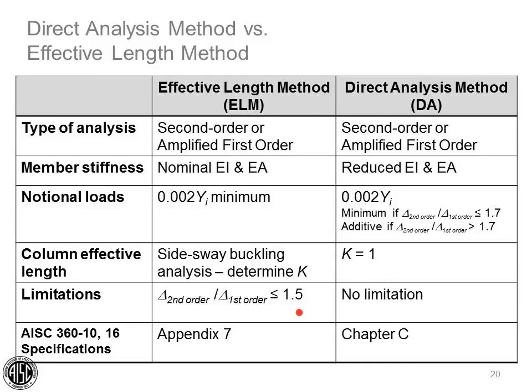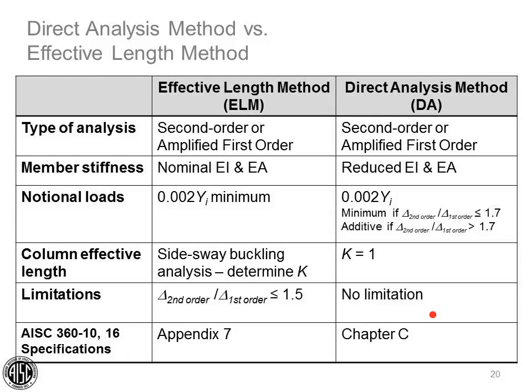Limitations. The effective length method is limited to second order effects less than 1.5. If you have a flexible moment frame, for example, and the second order effects are greater than 1.5, then you'll not be permitted to use the effective length method and will be required to use the direct analysis method instead. The direct analysis method is not limited in its use. It can be used for any type of structure and for any magnitude of second order effects.